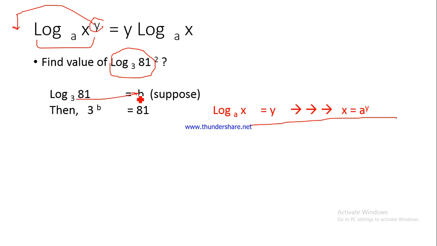So now 3 raised to the power b becomes 81. And then what I'll have to do for comparison, I have to convert this into some expression with 3 in it. So I write it as 3 raised to the power 4. 3 raised to the power 4 means 3 into 3 into 3 into 3 is 81. So I have mentioned it as 3 raised to the power 4. The values are same.